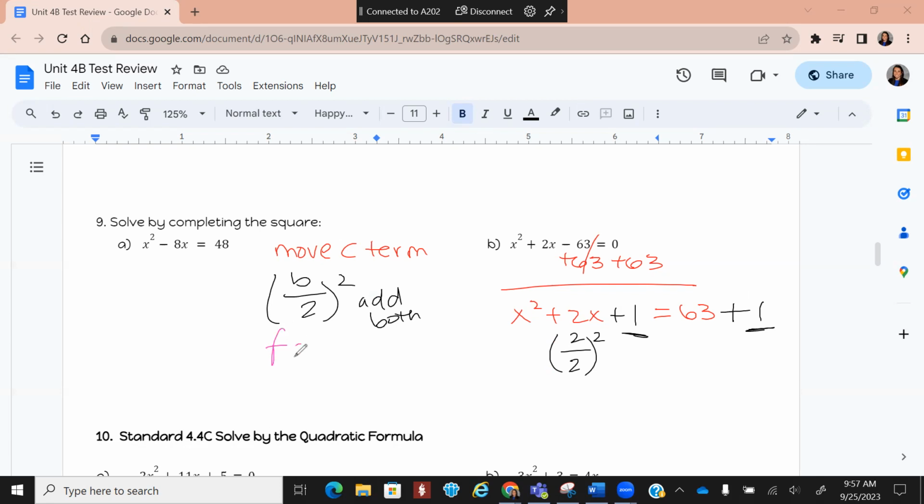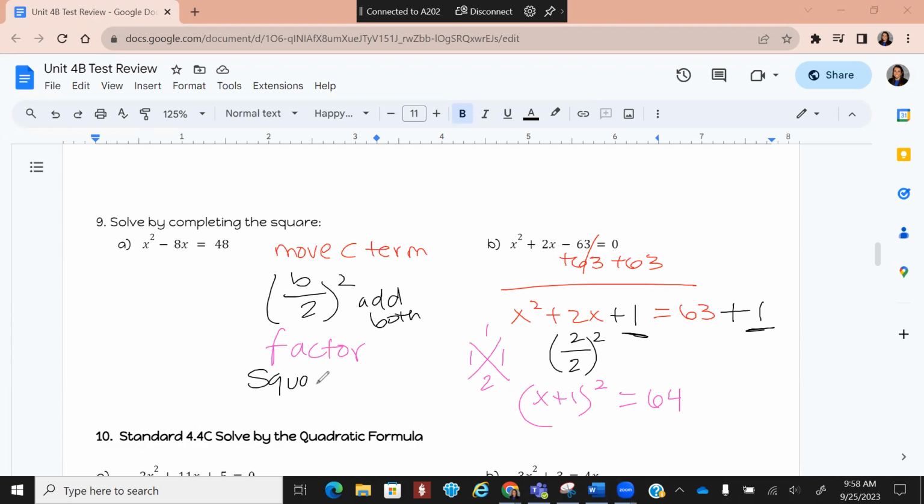Now we're going to factor. So once we get here, we're going to factor. You could do a times c, so that would be 1, and b is 2. What 2 numbers will make that happen? 1 and 1. So this could be written out as x plus 1 squared. What's 63 plus 1? 64.